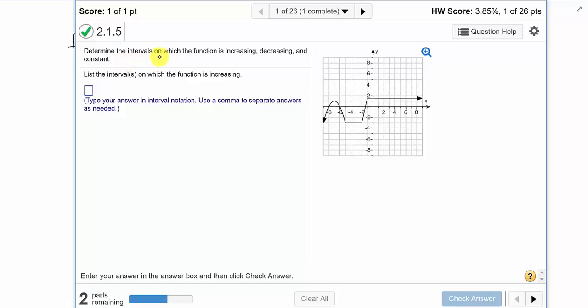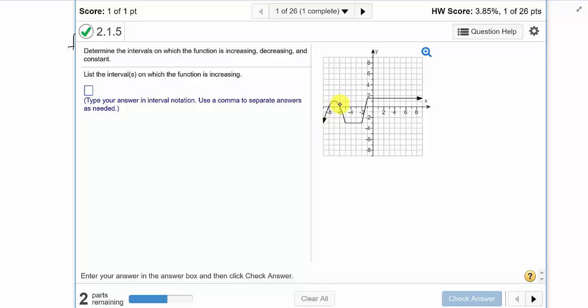So this question is, determine the intervals on which the function is increasing, decreasing, and constant. So when we say increasing and decreasing, we mean the value of the function, that's the y value of the function, from left to right. So as you follow my cursor here from left to right, you'll notice that the function is increasing in value, meaning its y value increases here.